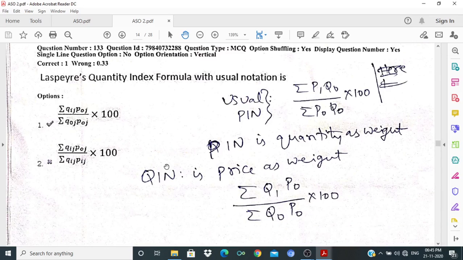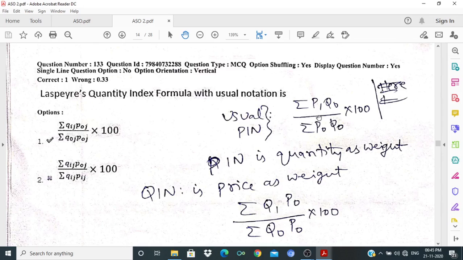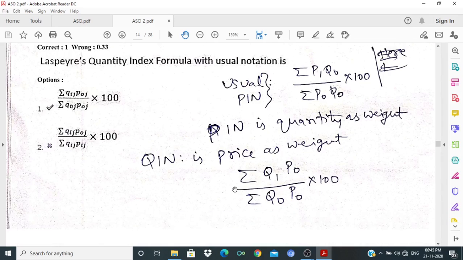Laspeyres: sigma P1 Q0 by sigma P0 Q0. This is 1, this is 0. This is the quantity index number. In quantity index numbers, we use prices as weights.